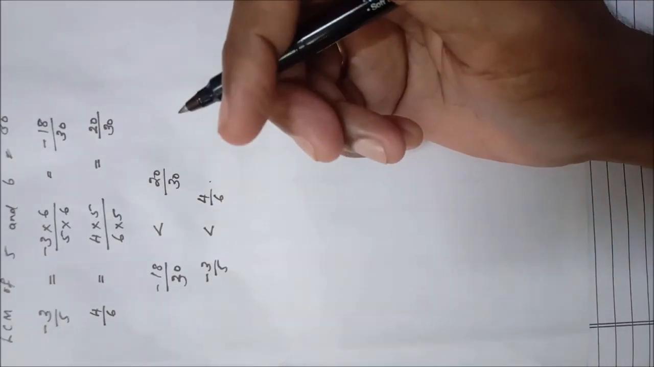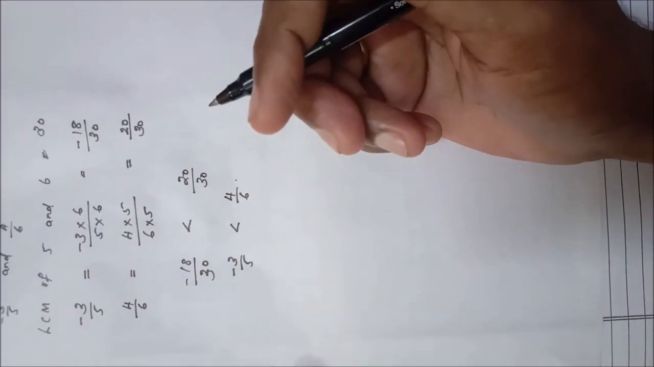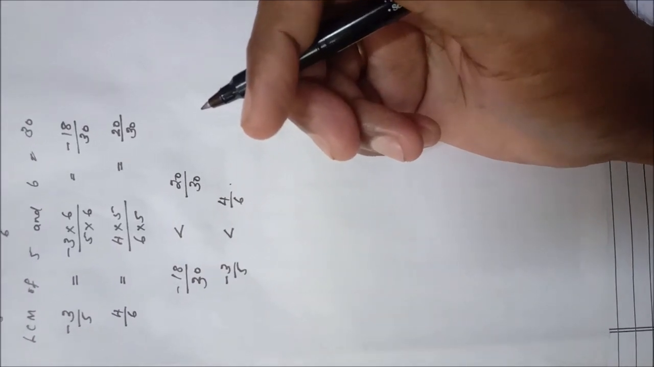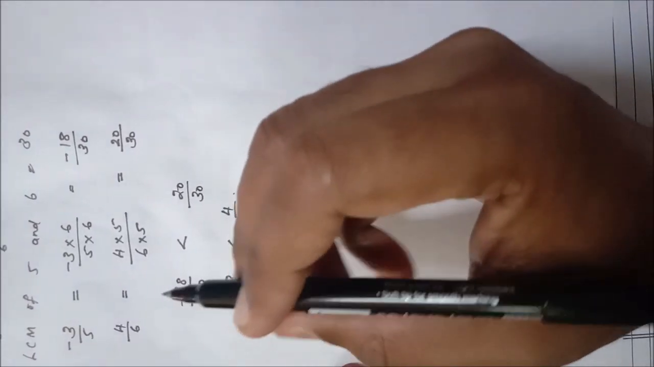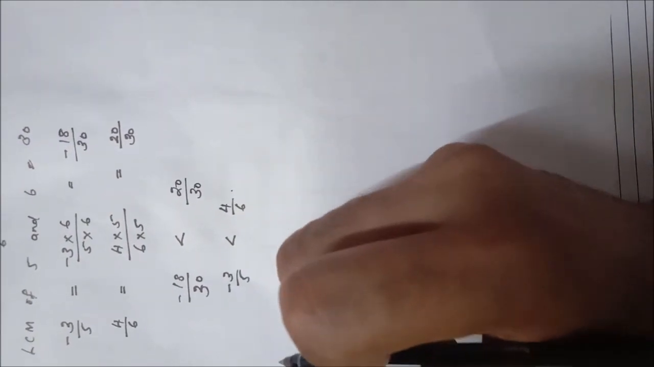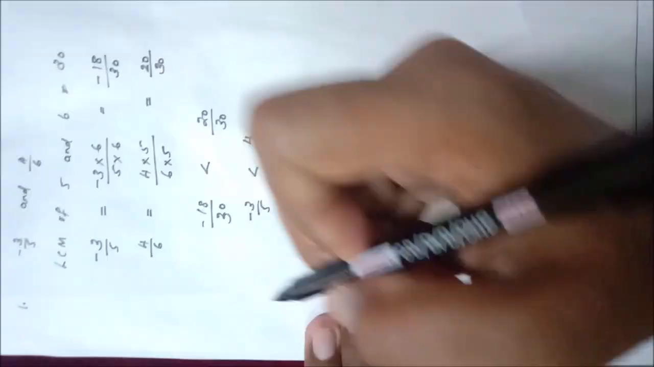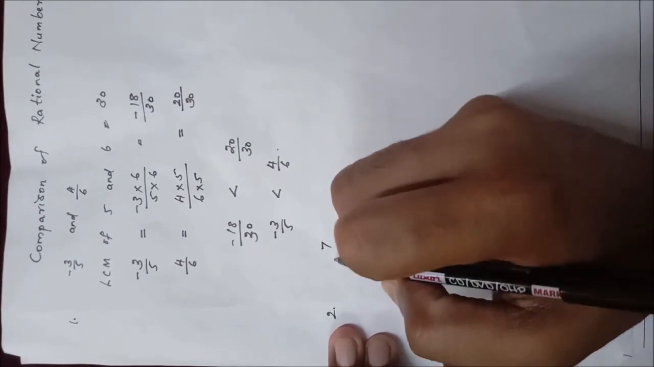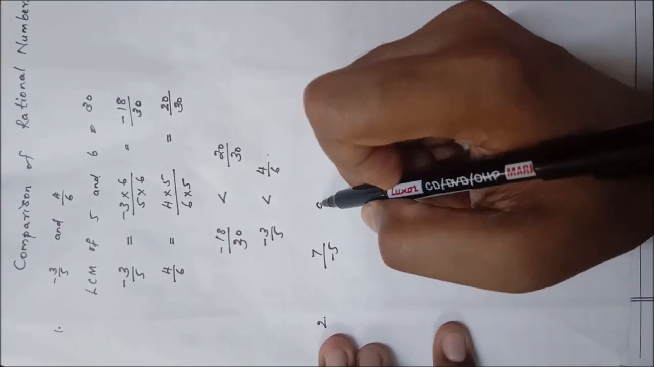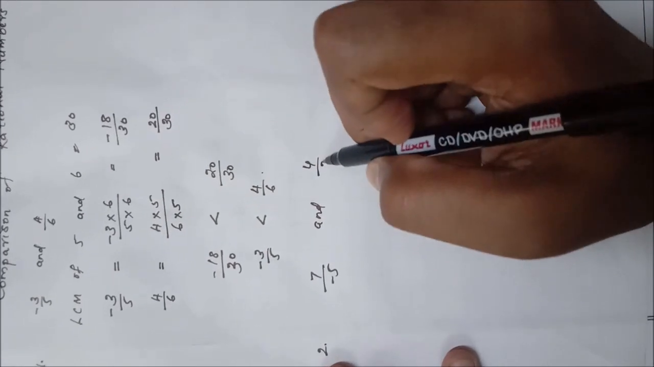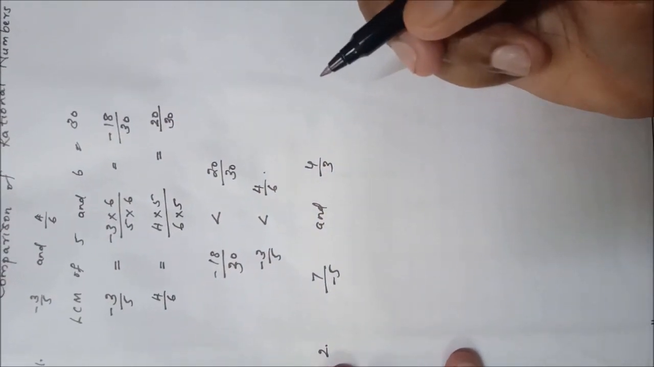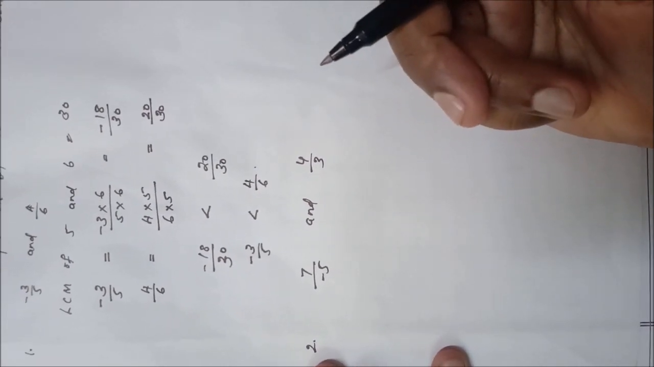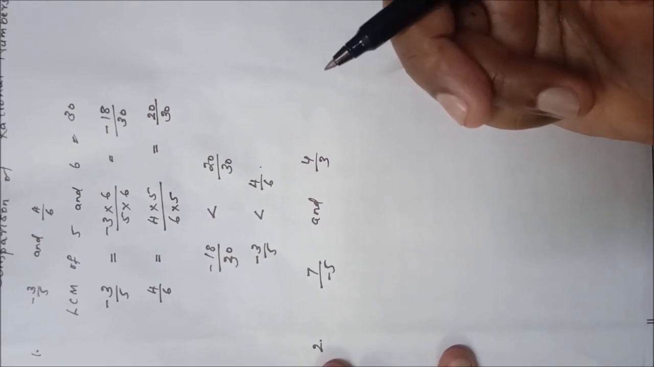Now, we will consider another example and we will compare the given rational numbers with the second method. So this is the first example. Now the second example, I am going to consider two rational numbers, 7 upon minus 5 and 4 upon 3. Here we are going to compare these two rational numbers by the second method, that is the cross multiplication method.